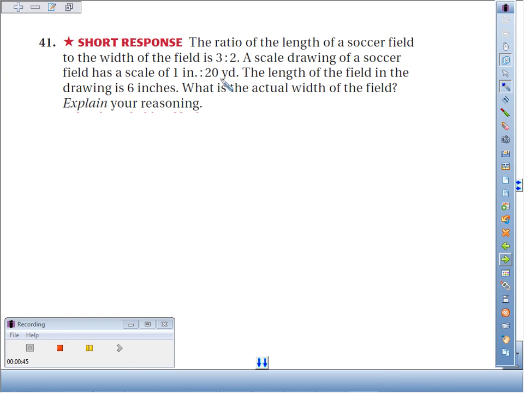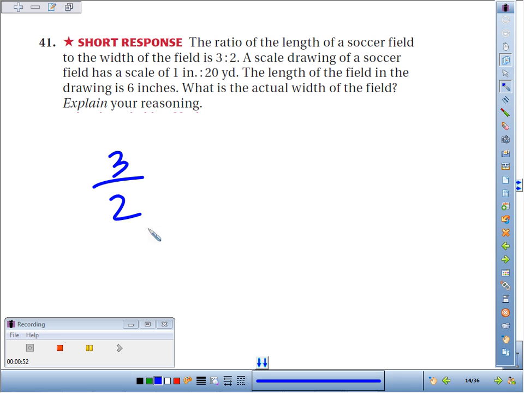And then the last problem in this section, 41, the ratio of the length of the soccer field to the width is 3 to 2. If you just write it as 3 to 2, you might forget which one's which. So I'm going to label, this is the ratio of length to width. So I'm going to put 3 length to 2 width.